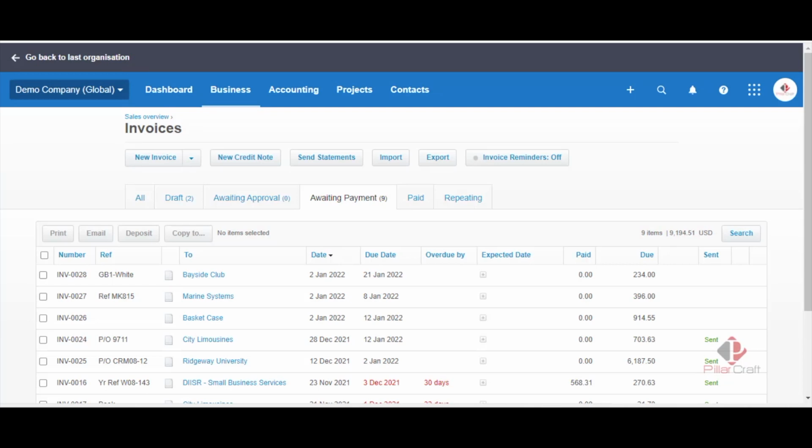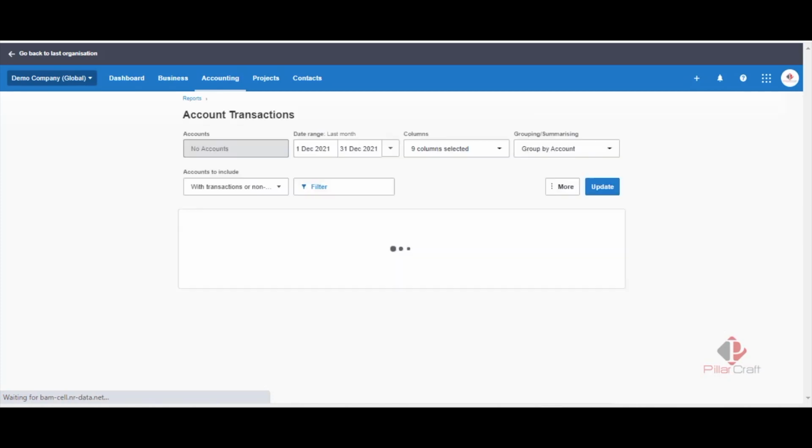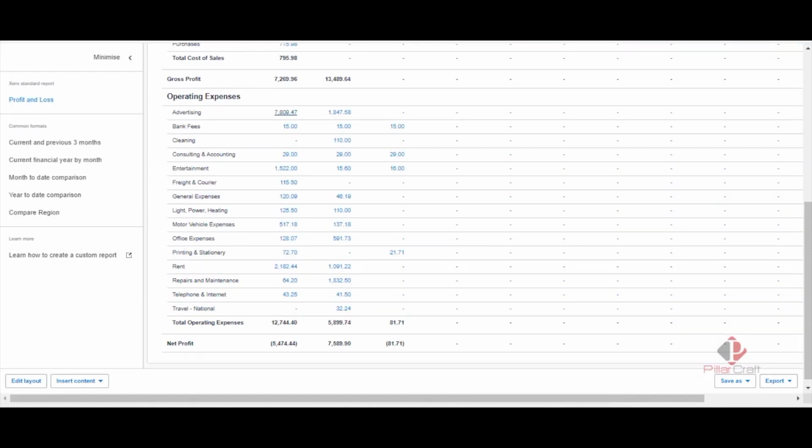Now, let's also go back and review other ones. You can see we have rent, we have advertising. What caused the advertising to shoot up? In December, we noticed we had prototype, media banner, mock-up, and all those things that were done. And we have a 50-second still frame and ad shown that we produced. Now, is this supposed to be an asset? Can we amortize it over a period? Those are the kind of questions that your accountant may need to answer and decide on.